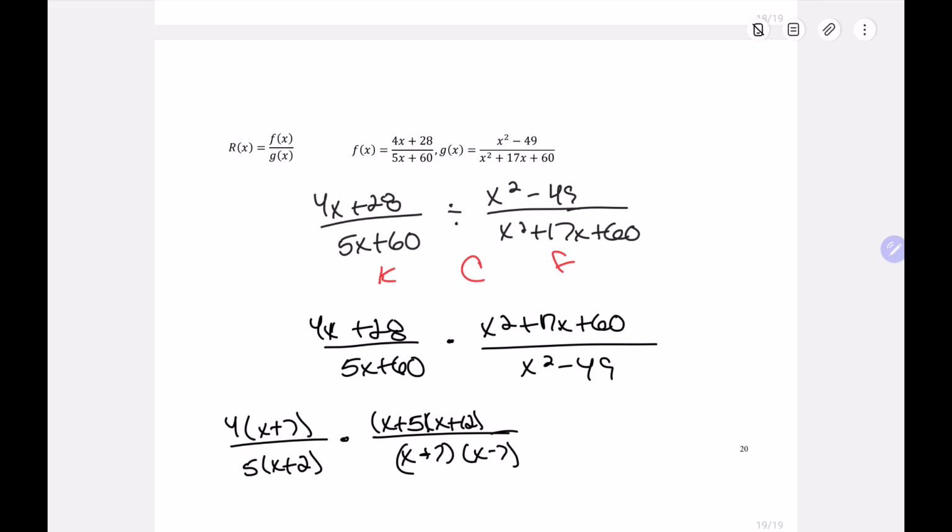If we cancel what's in common, you can see we have an x plus 7 in the top and the bottom, x plus 12 in the top and the bottom. And so our final answer would be r of x is equal to 4 times x plus 5 all over 5 times x minus 7.